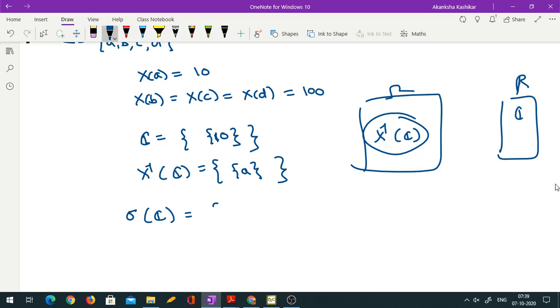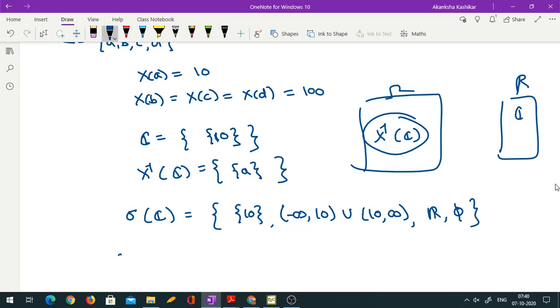So sigma of C would be {10}, then the complement of {10}, which would be minus infinity to 10 open union 10 to plus infinity. This is the complement of the set {10}. Then the union of both of these is Omega, which actually means R here. The union is R, and of course if I have R, I have to have the empty set. So this is the sigma field generated by C: {10}, its complement, R and phi. And what would be the sigma field generated by X inverse of C? So it is {a}.